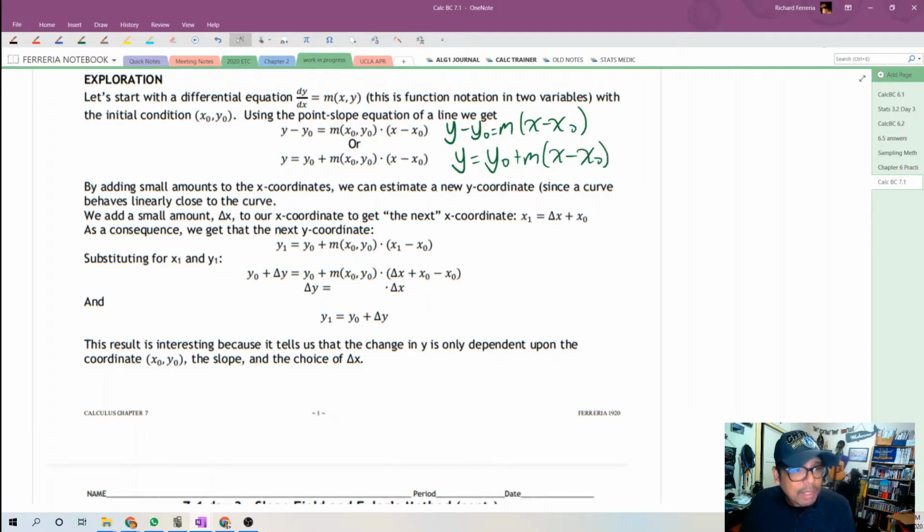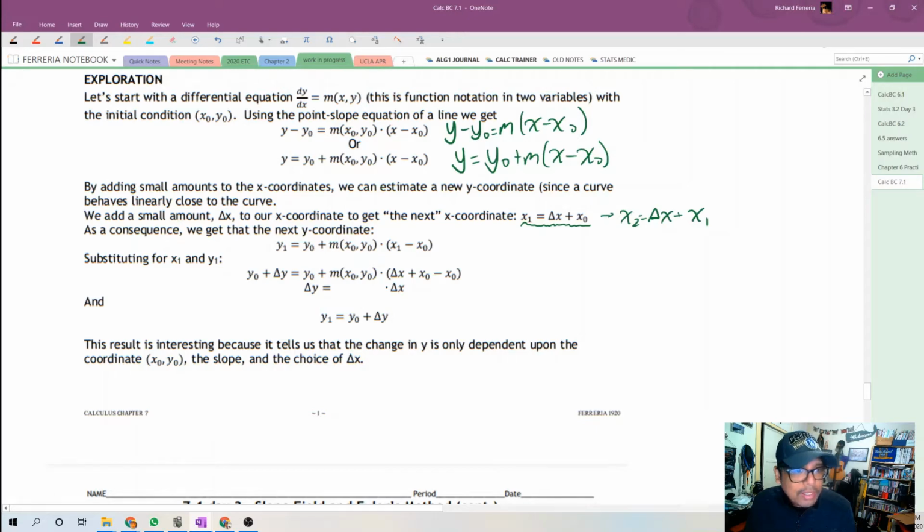So when we add a small amount of delta x to the x-coordinate, we're going to produce the next x-coordinate, which is going to be x1. So that should make sense. x1 equals delta x plus x naught. And of course, if you want to continue that pattern, x2 is going to be equal to delta x plus x1. So each x is a previous x plus an additional amount called delta x. So if we do it this way, we can get the next x-coordinate like so.